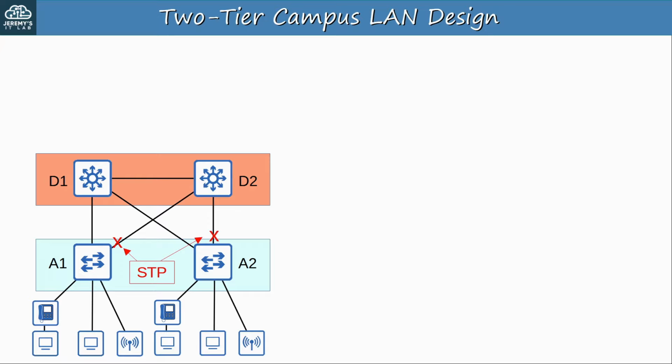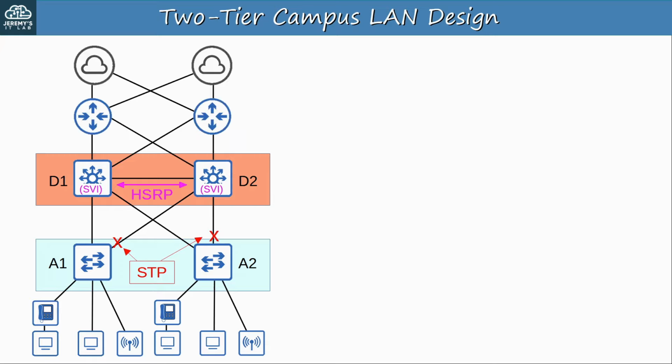Now, D1 and D2 are multi-layer switches, and the end hosts use the SVIs on D1 and D2 as their default gateways. So, they will probably be using a first-hop redundancy protocol such as HSRP or VRRP to provide a redundant virtual IP address for hosts to use as their default gateway. As I said before, the distribution layer is used to connect to services such as the internet or the WAN, as well as other parts of the LAN. So, here's the connection to the internet. 2 redundant connections to 2 different internet service providers.